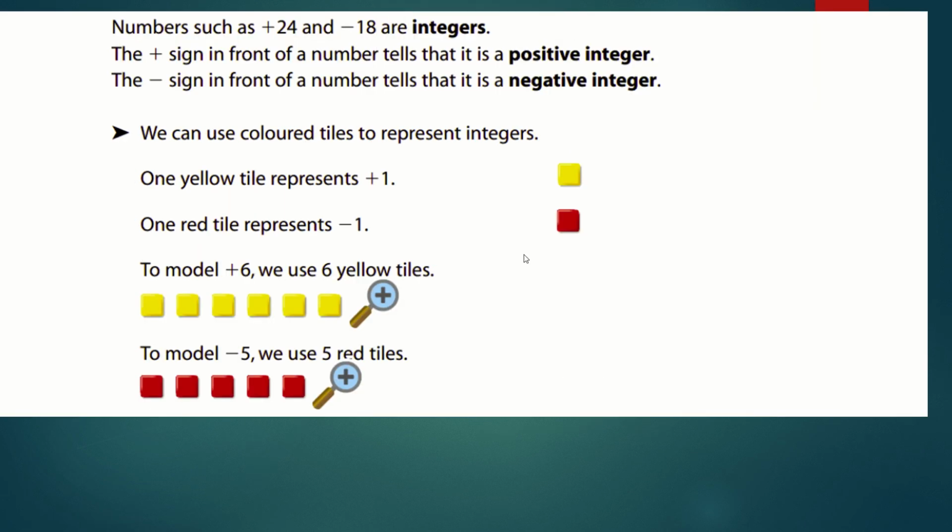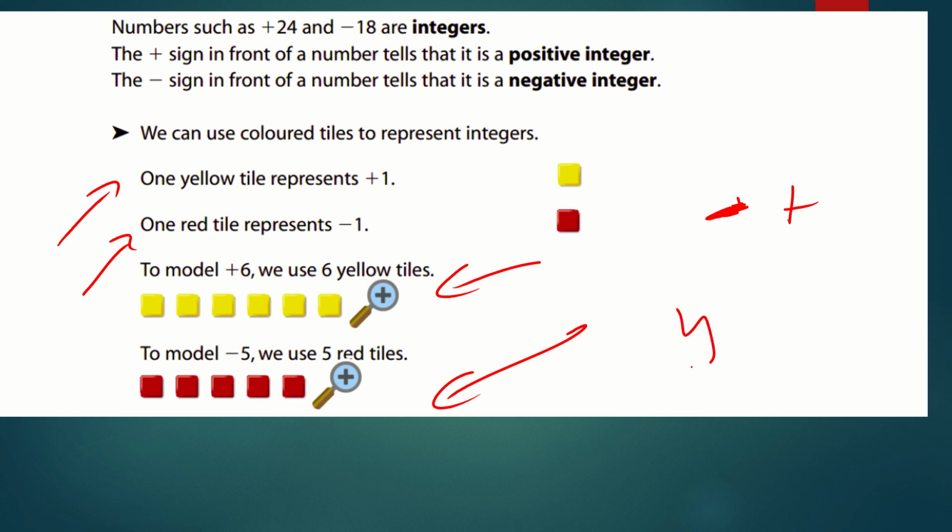Okay, so as stated above, numbers such as plus 24 and negative 18 are integers. It means that basically anything with a negative or a positive is an integer. So the plus sign in front of a number tells us that it's positive, and negative is negative. We can use color tiles. So one yellow tile represents plus 1, one red tile represents negative 1. To model plus 6, we use 6 yellow tiles. To model negative 5, we use 5 red tiles. So it's pretty easy. Just remember that yellow is positive and red is negative.